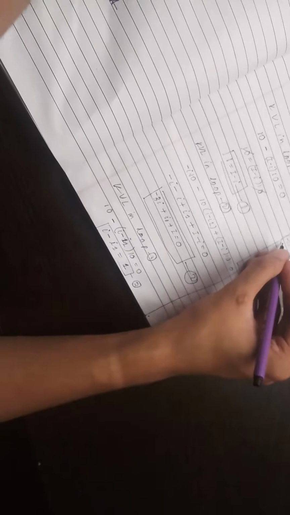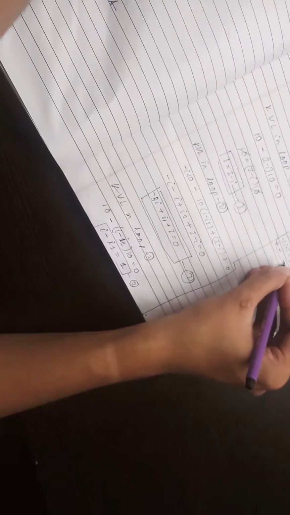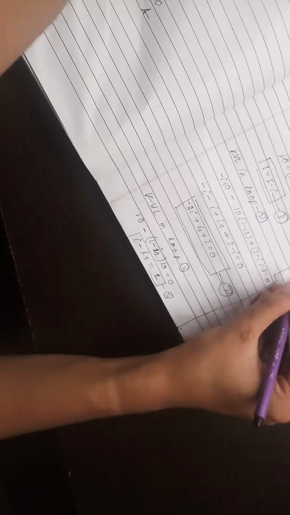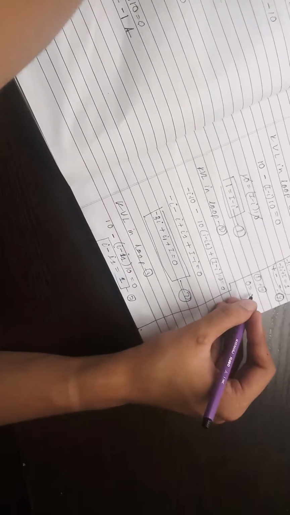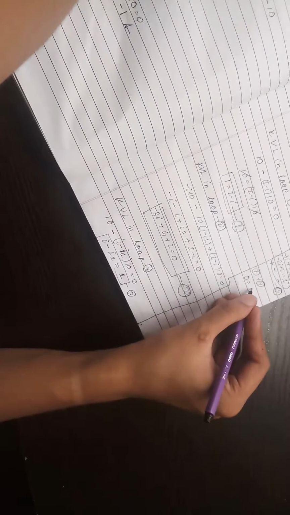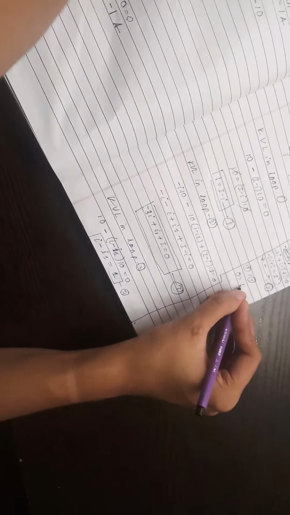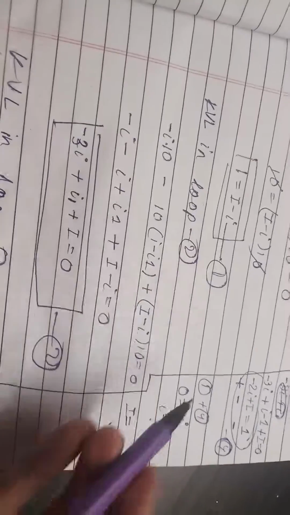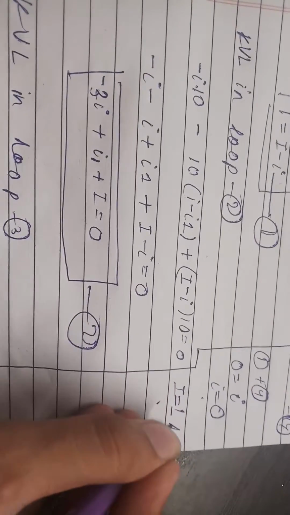Now adding equations 1 and 4, the terms cancel, and whatever comes out, comes out as i. So small i comes as 0. Substituting this value of i in equation 1, we can get I. So capital I comes out to be 1 ampere.